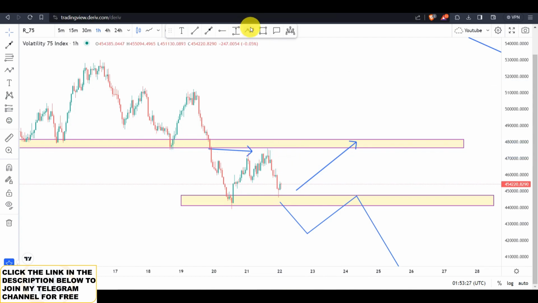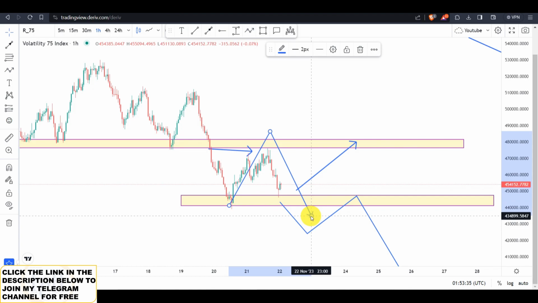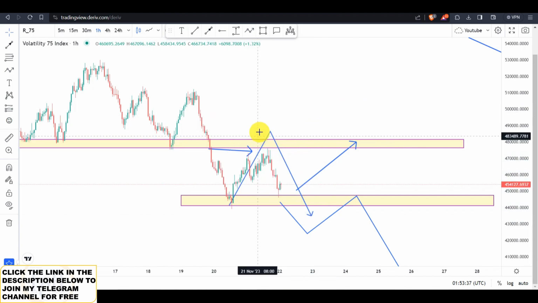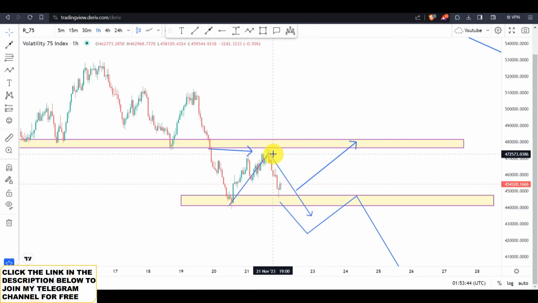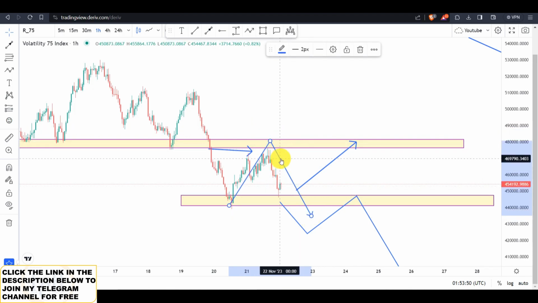The market sometimes may come to retest this level, taking some people's stop losses before actually selling. This is one of the ways the market may decide to move. And sometimes the market may come and undershoot like this, the way it occurred right here, before actually selling. And sometimes the market may perfectly come to this zone right here before actually starting to sell.